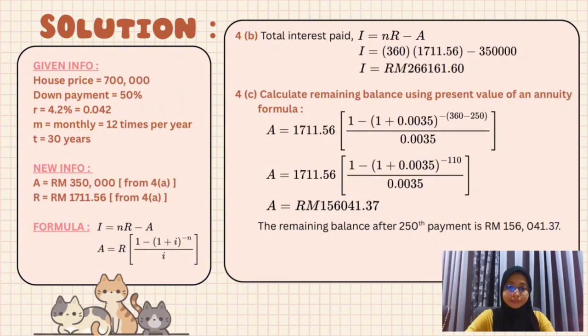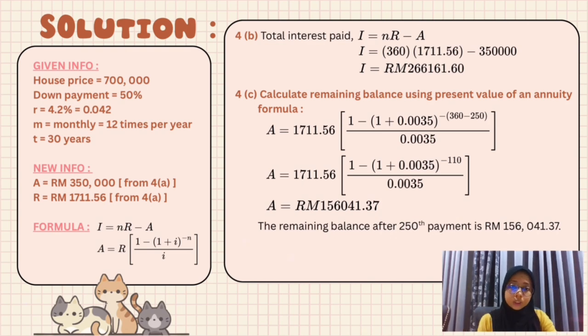Next, question 4B, we have to determine the total interest paid over the loan period. For this question, we directly use the total interest paid formula, which is I equals NR minus A. I equals 360 multiplied by RM 1,711.56, minus 350,000. So I will get RM 266,161.60.